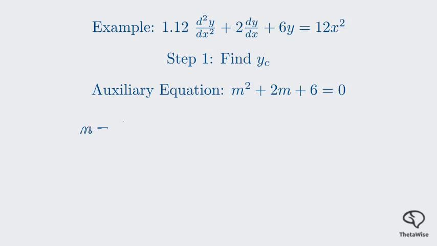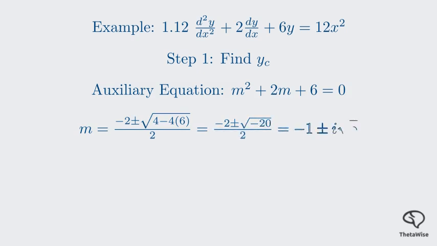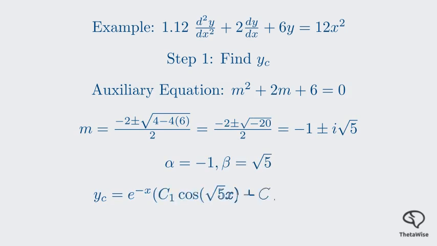Let's use the quadratic formula. m equals (-2 plus or minus the square root of 4 minus 24) over 2. The square root of -20 is i times the square root of 20, which is 2i times the square root of 5. So m equals -1 plus or minus i root 5. We have complex roots with alpha equals -1 and beta equals root 5. The complementary solution is yc equals e to the -x times (c1 cos root 5 x plus c2 sin root 5 x).